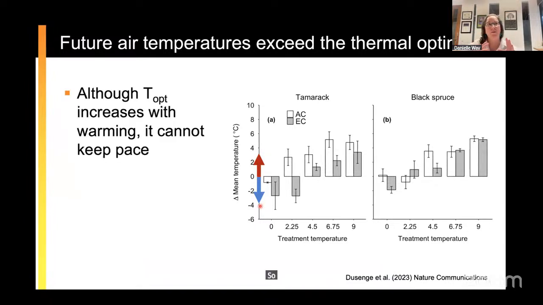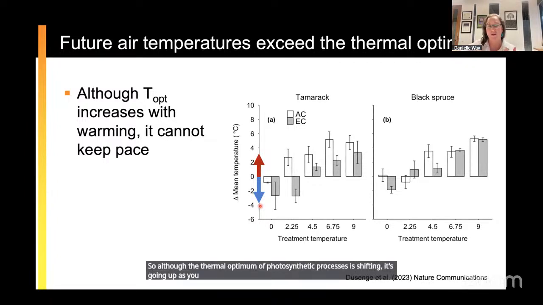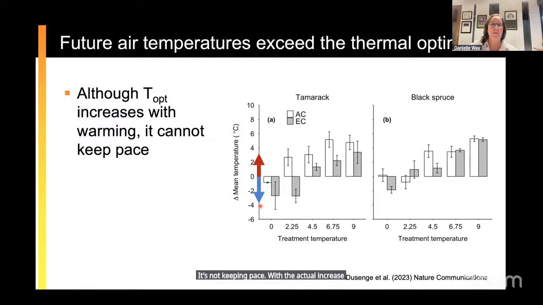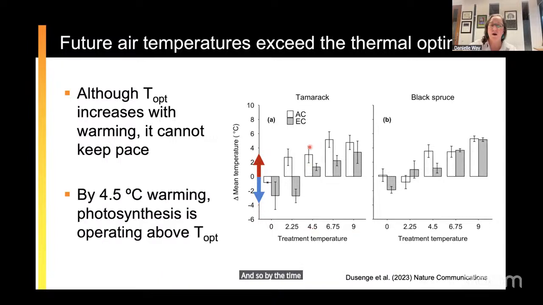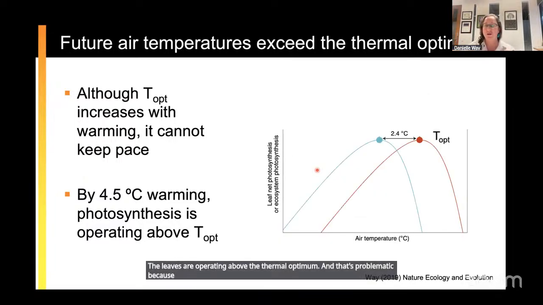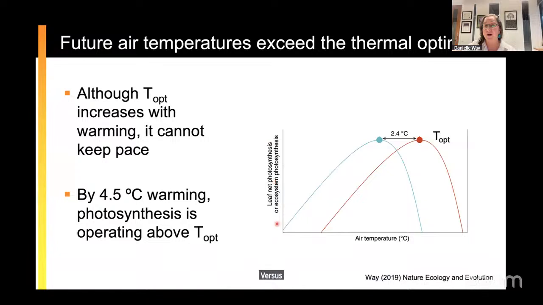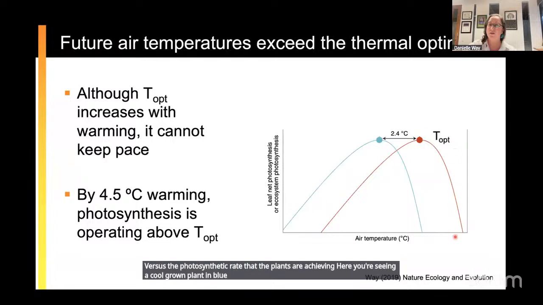So although the thermal optimum of photosynthetic processes is shifting, it's going up as you increase the temperature of the trees, it's not keeping pace with the actual increase in the temperature. And so by the time you get to about a 4-degree warming in these trees, it doesn't matter if you're at ambient CO2 or elevated CO2, the leaves are operating above the thermal optimum. And that's problematic because if we look at just a general figure here of air or leaf temperature versus the photosynthetic rate that the plants are achieving, here you're seeing a cool-grown plant in blue, a warm-grown plant in red. As we're seeing in these trees, the thermal optimum shifts upwards.